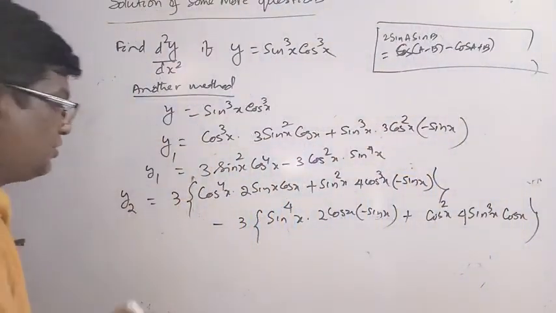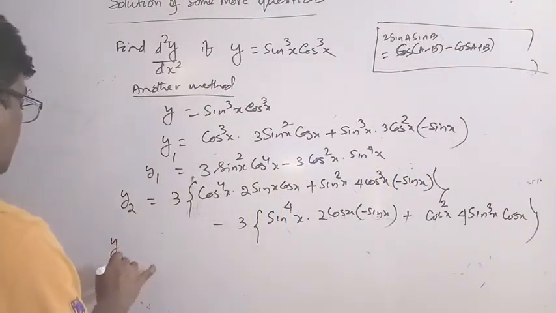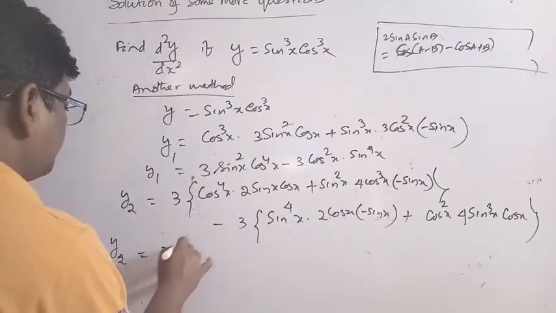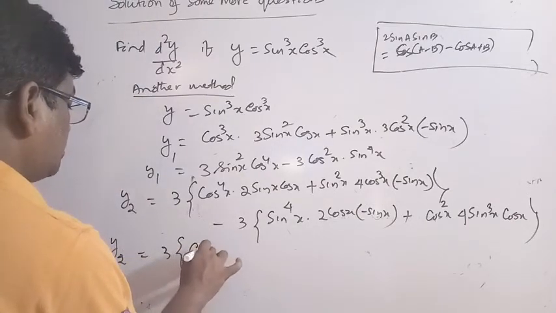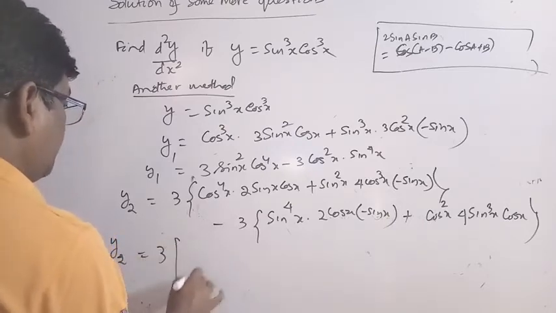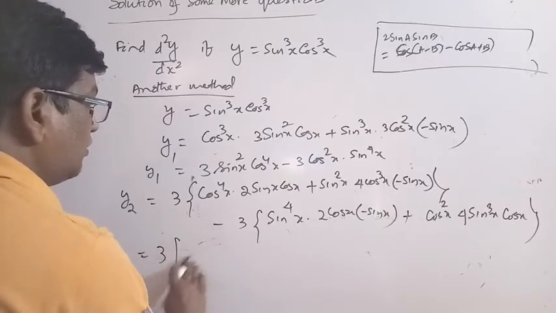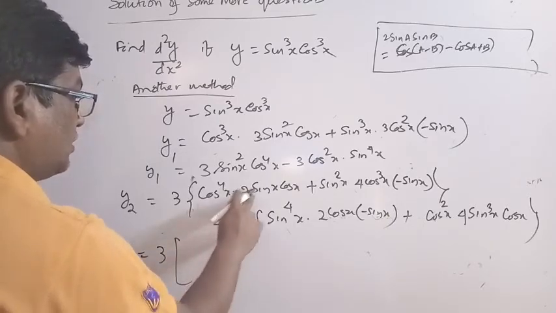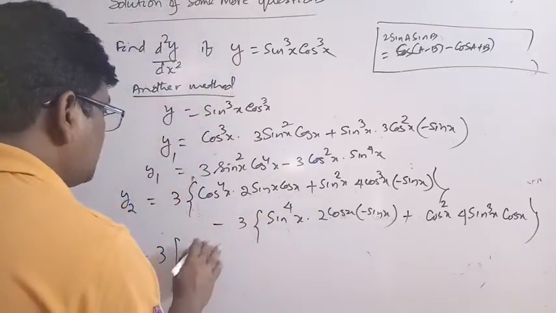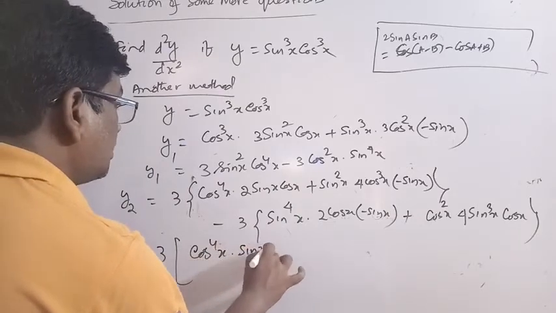This is a lengthy process. So multiply this. y2 is equal to what? 3 cos 4x, take 3 common from all. This is 2 cos 4x, that is sin 2x here, and this is sin 2x. What? cos 4x into sin 2x.